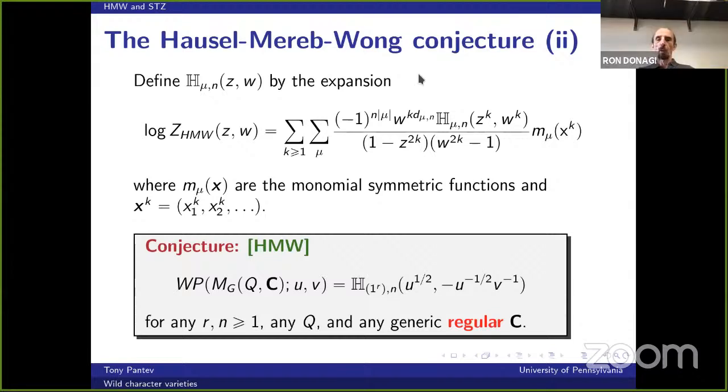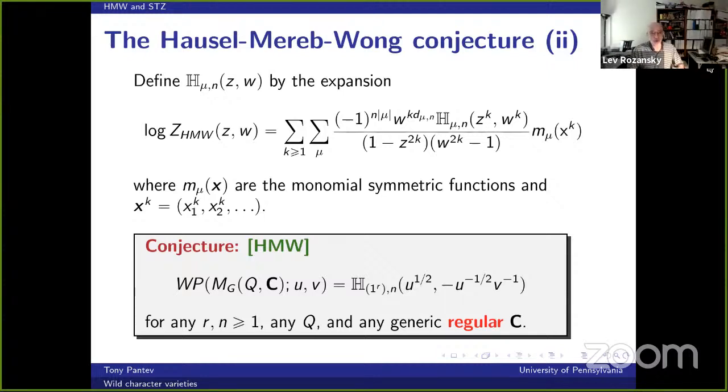Are there other questions? Oh, Lev has a question. Oh, please, Lev, yeah. You're muted. You need to unmute yourself. Sorry. It's a simple question. So you associate a torus knot to your point where you have this wild character, right?